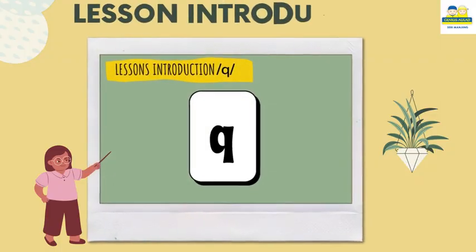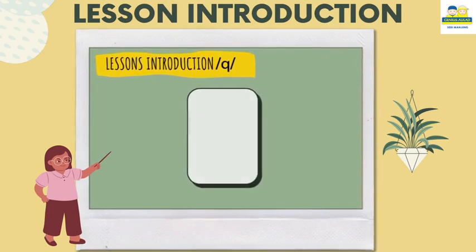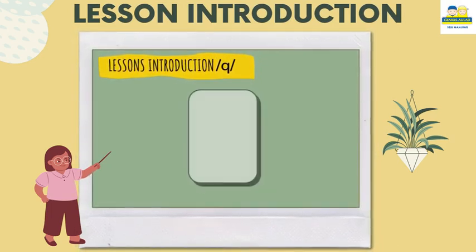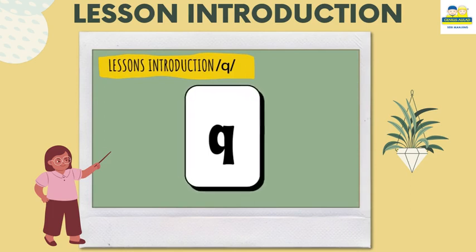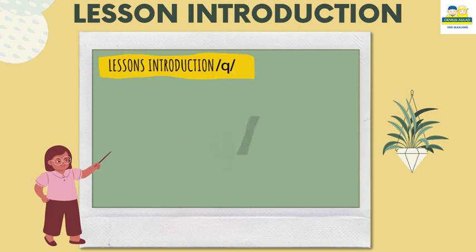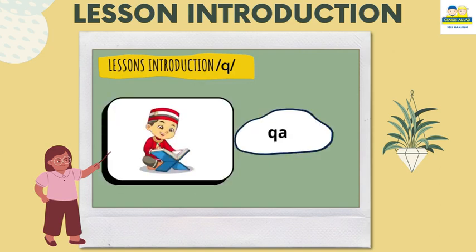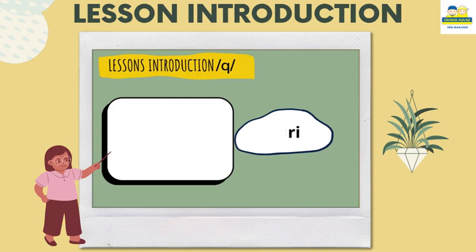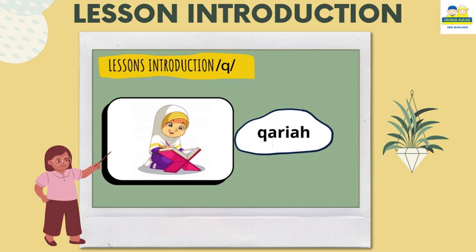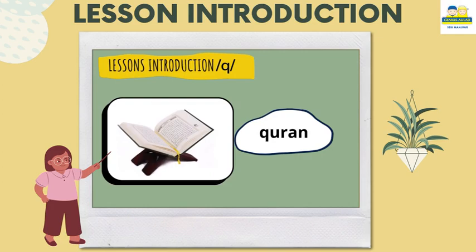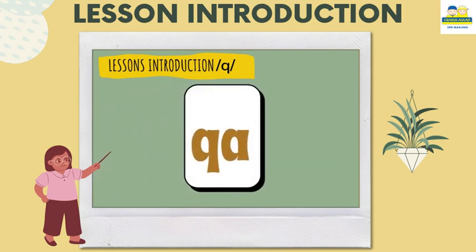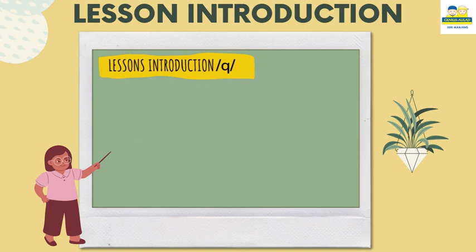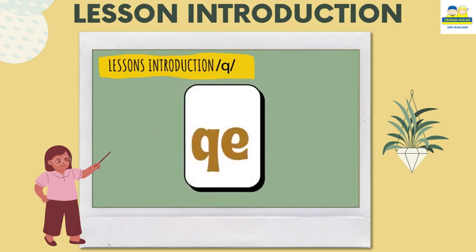For today, we want to learn letter Q. Letter Q. The sound of Q is qu. Qu is for quarry. Qu is for Quran. Qu, qi, q, qu, q, q.